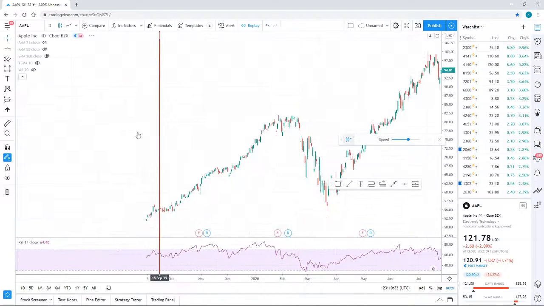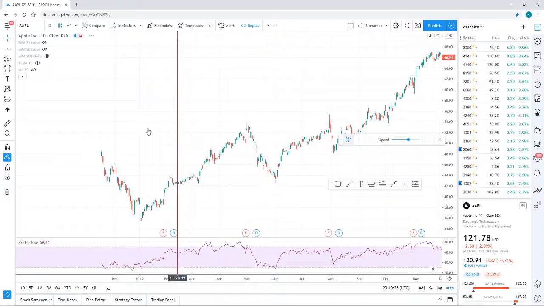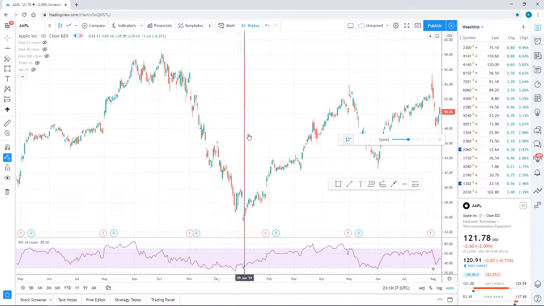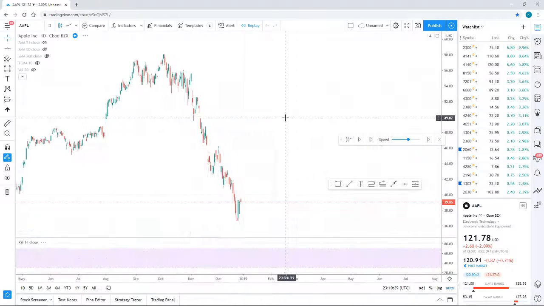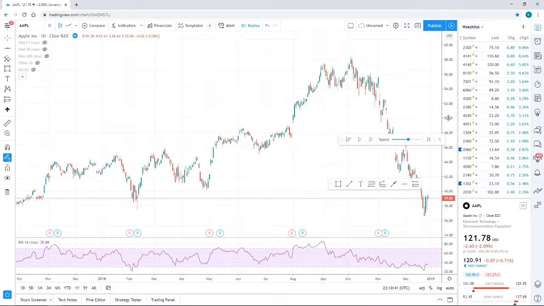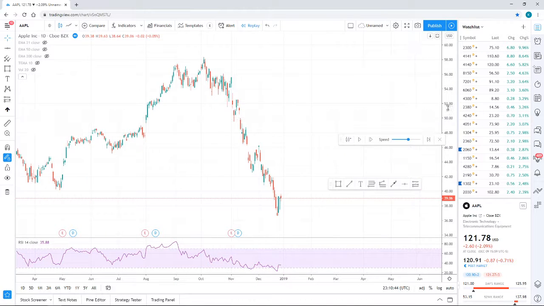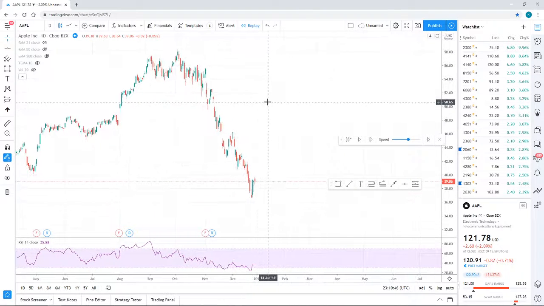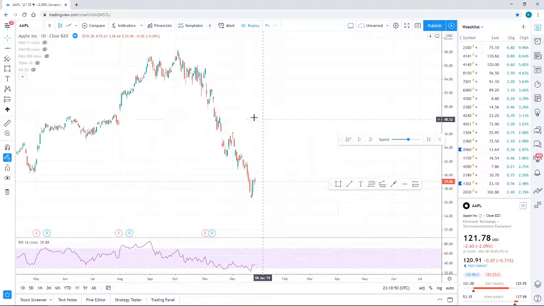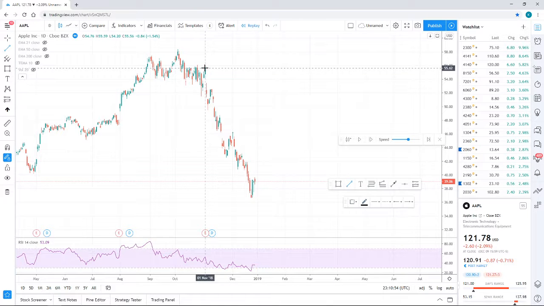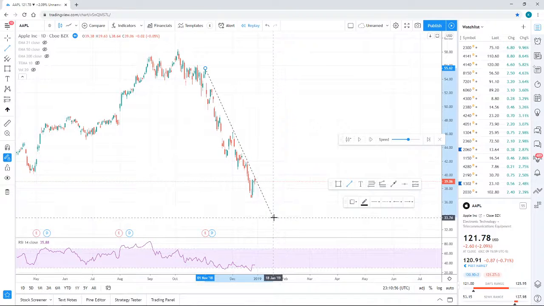So let's go back in time and choose any date somewhere around. Okay, I'll choose it here. So now we have this fresh chart in front of us. We will assume as if it is of today's date. So let's start trading over here. First thing I can see, it is a clear downtrend. So let me draw my trend line here.